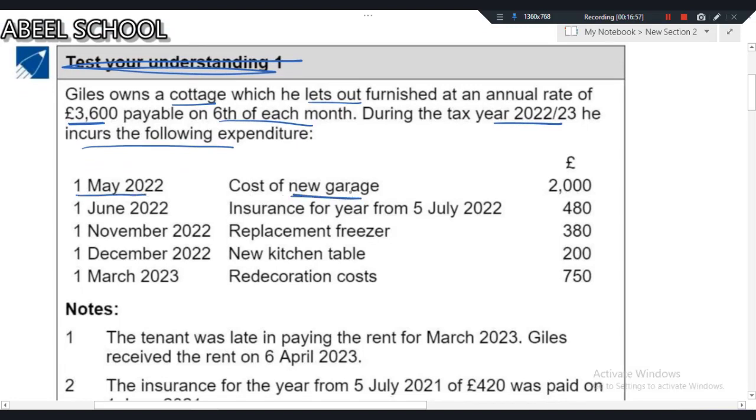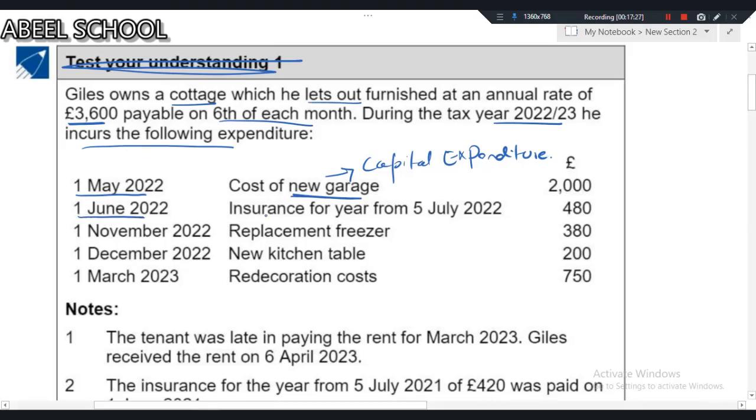Now, hold on. Look at the name: cost of new garage. This information is representing that the cost of a new garage is a capital expenditure, and while calculating property income, we never deduct capital expenditure. So this new garage is a capital expenditure, and we do not deduct capital expenditure while calculating property income.